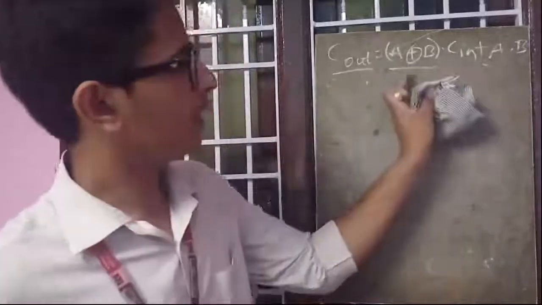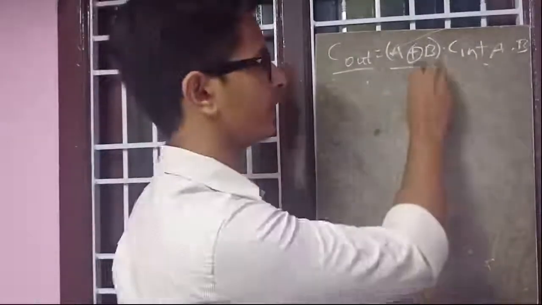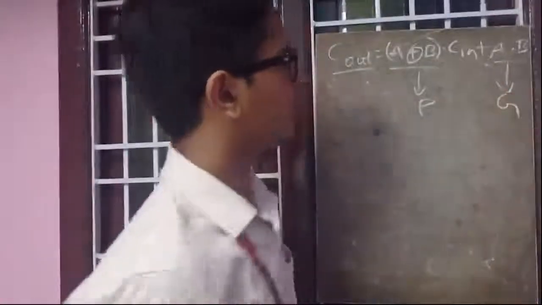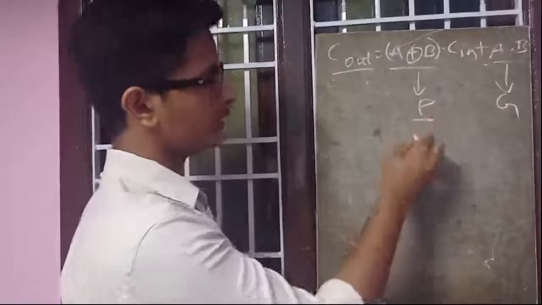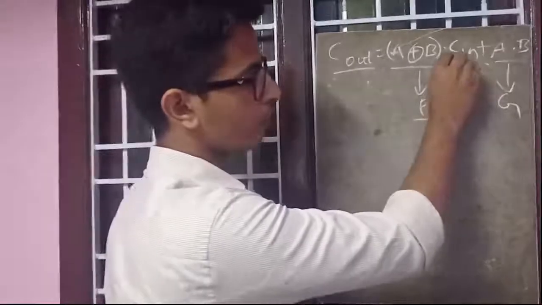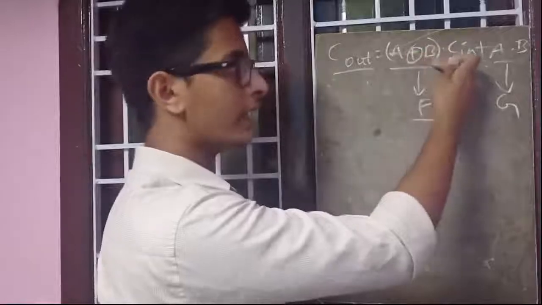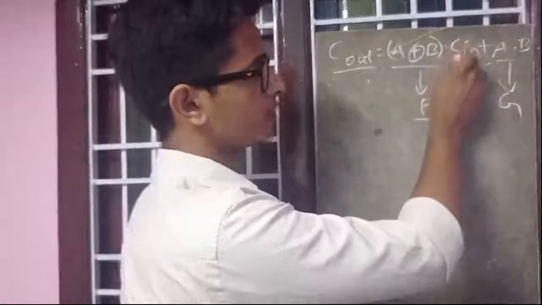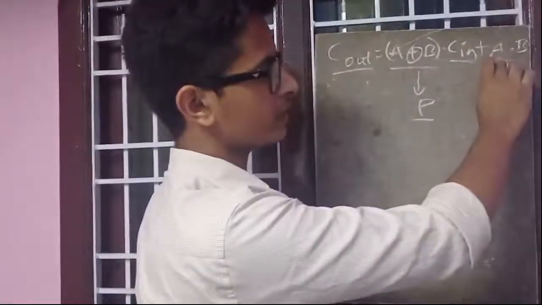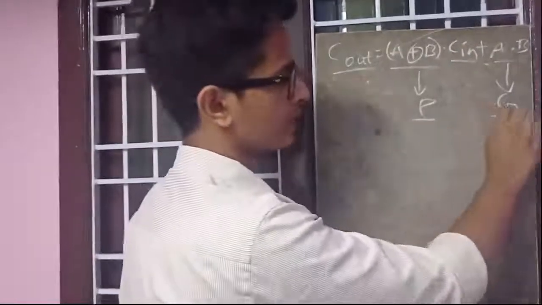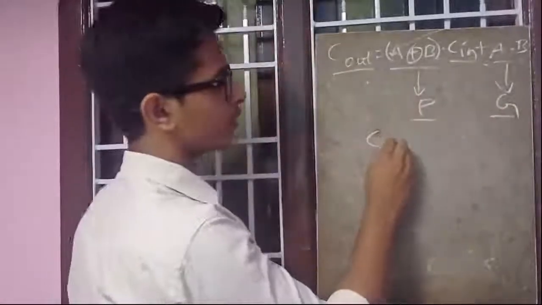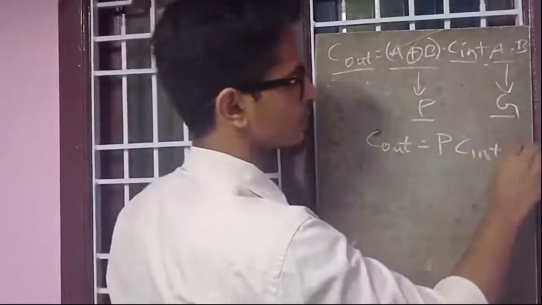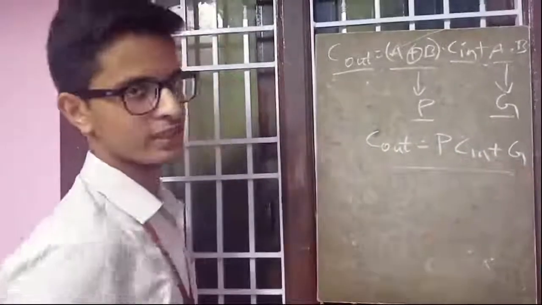If you observe here, A XNOR B is called the propagator. It is indicated as P, and A dot B is called the generator. It is indicated as G. It is called the propagator because it gives the output carry C out based on the value of C in; it depends on A, B and also C in. Whereas G does not depend on the C in value. It only depends on A and B and gives the C out value. So it is called the generator. So we can now write C out as P C in plus G. This is the simplified expression for C out.